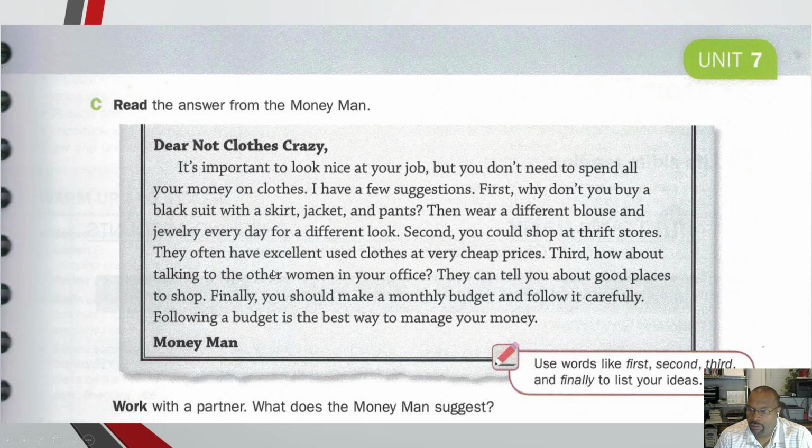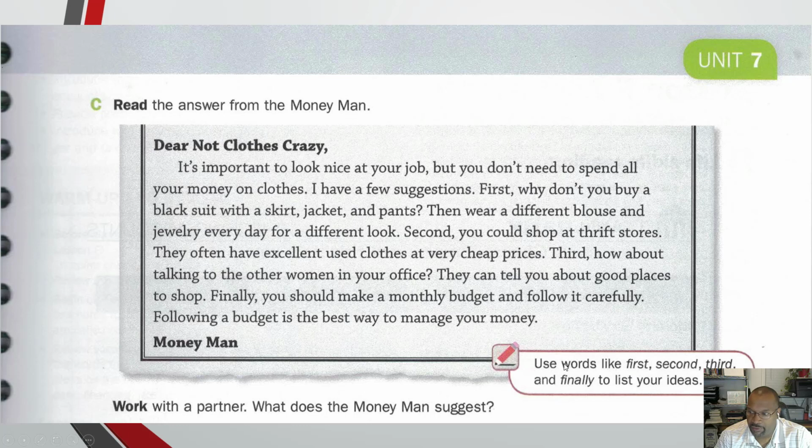Third, how about talking to the other women in your office? They can tell you about good places to shop. Finally, you should make a monthly budget and follow it carefully. Following a budget is the best way to manage your money.